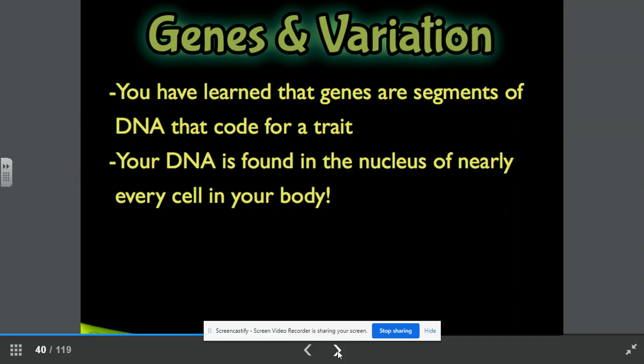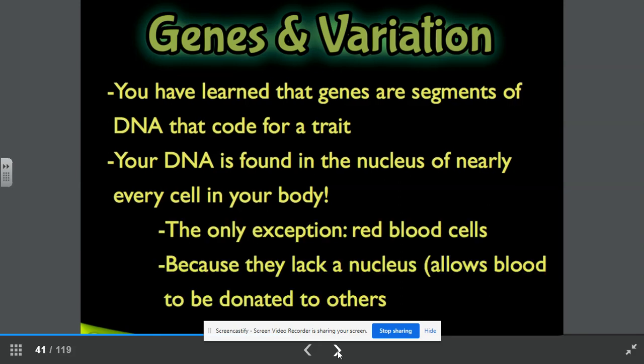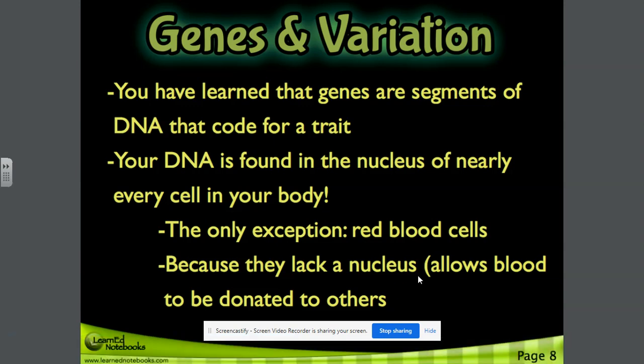So you have learned that genes are segments of DNA that code for a trait. Your DNA is found in the nucleus of nearly every cell in your body. Think back. Remember when we looked at cheek cells under the microscope? Those cheek cells had the nuclei clearly visible. Your DNA is found in those cells. The only exception would be red blood cells, because they lack a nucleus. That allows blood to be donated to others.